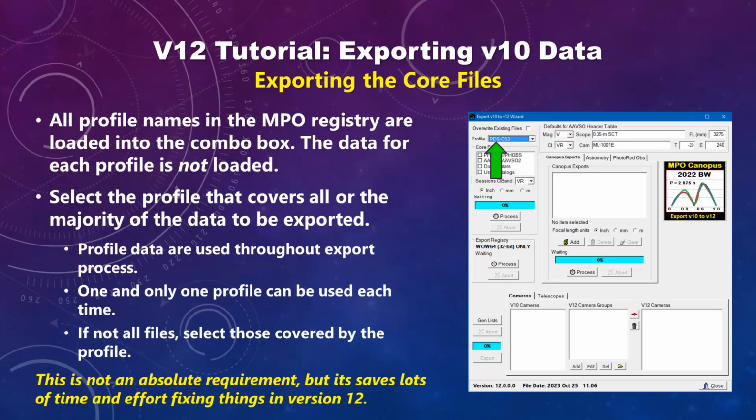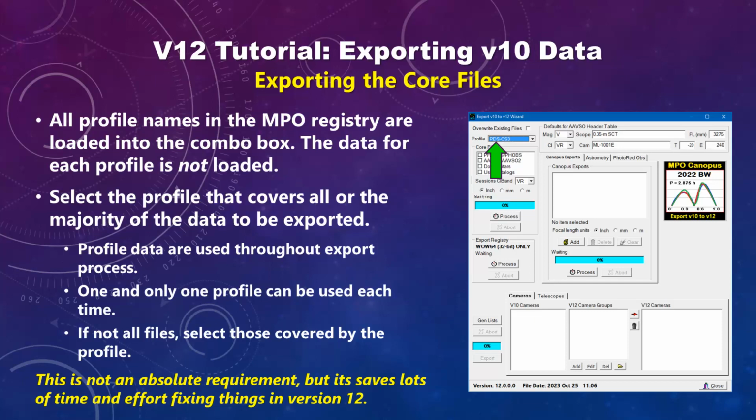This is the place where things get a little tricky, and maybe even confusing. When exporting data, the program relies on values within the selected profile to handle required values and to calculate or convert version 10 data to something compatible with version 12. This means that data in all the core and Canopus export files must match the profile settings as much as possible.